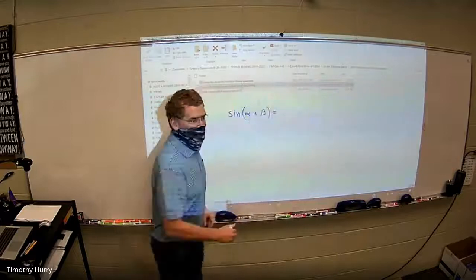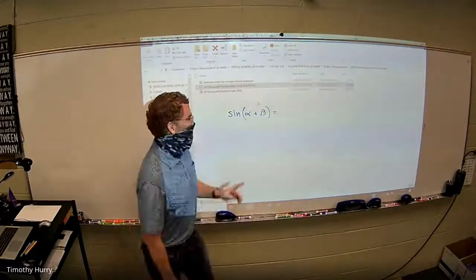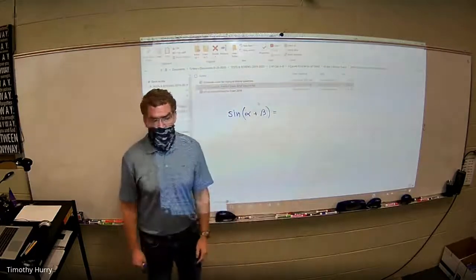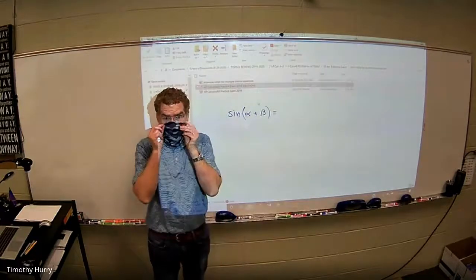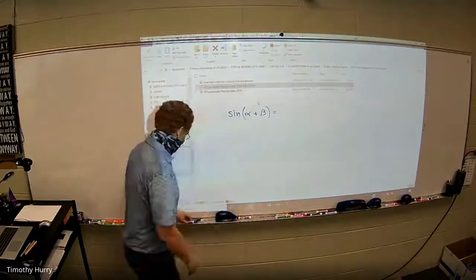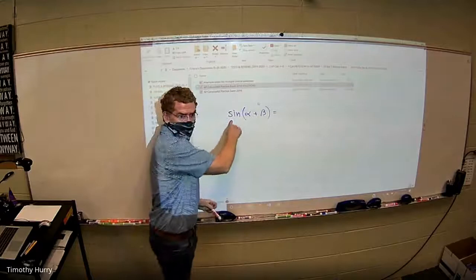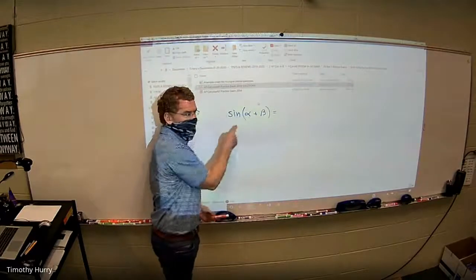It is not the distributive property. You don't come in here and go sine of alpha, sine of beta, plus sine of beta and call it a day. I mean, you might, but you're going to get every one of them wrong. And remember, the distributive property only works anyway when it's a number right there, and you're multiplying a number in. And sine's not a number.